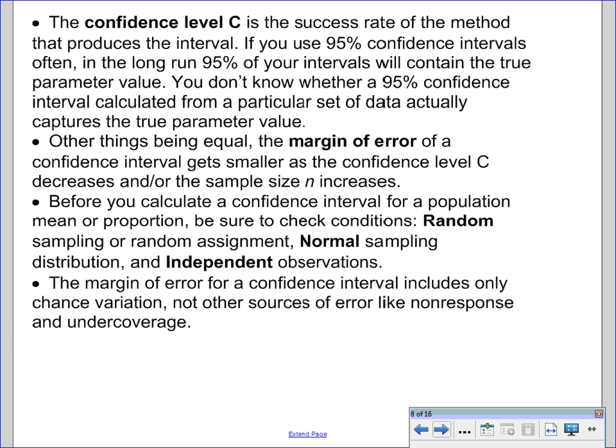This is once again the definition of confidence level and confidence interval. That margin of error gets smaller as sample size goes up, and margin of error goes up as confidence level increases. Before you attempt a confidence interval, you must check the conditions. Otherwise, it's not valid. Your sample must be random. You must have a normal sampling distribution, and you must have independence. You can't sample more than 10% of the population, or else your standard deviation is messed up.